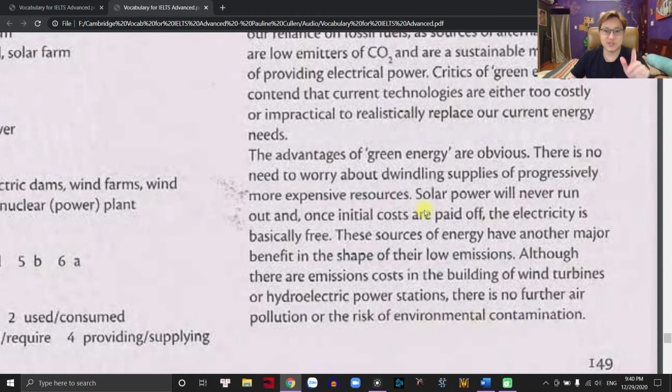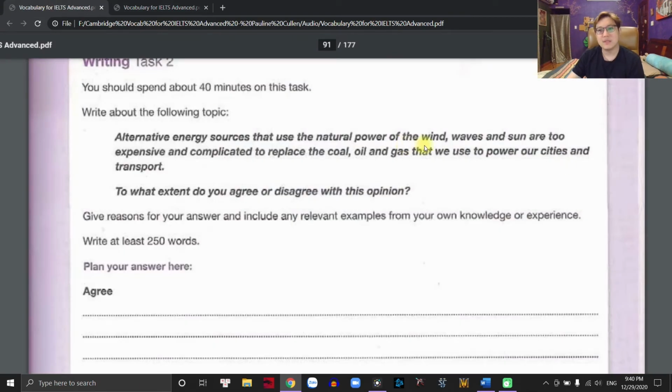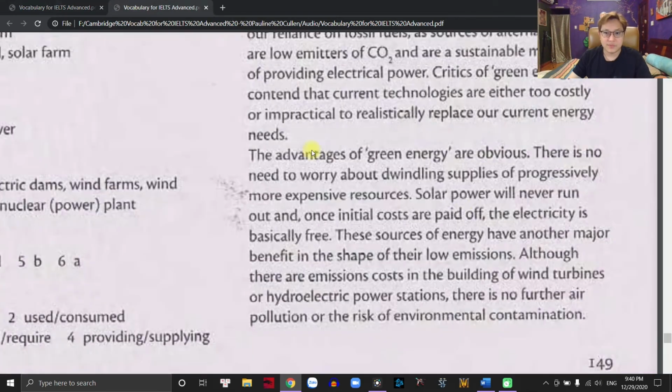So basically here they mention solar power, wind power, and then of course waves, or water. Here they mention wind, waves, and sun. That the question mentioned, right? That the question asked. And they also talk about the cost. See, the cost. They discuss about the cost. But then they do not discuss how complicated it is to replace yet.